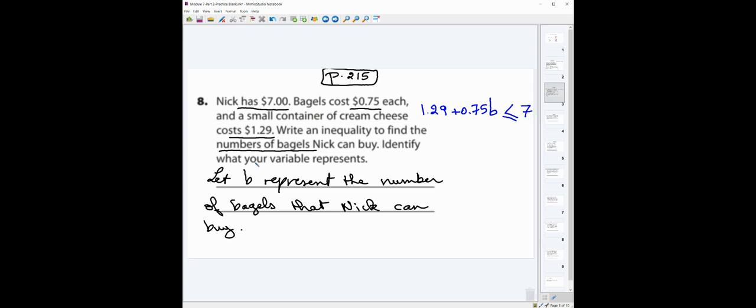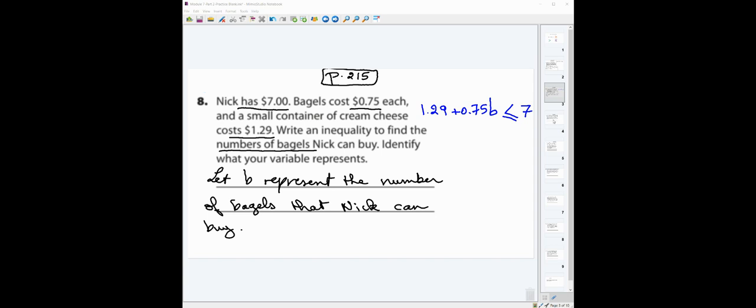Now, they don't ask us to solve for B, how many bagels he did buy. They only told us to write an inequality to find the number of bagels that he can buy. Now, we would follow the 3 steps solving for B. Step 1 would be solving. Step 2 would be to graph all the solutions that are possible. And step 3 would be to check if our solution is correct.